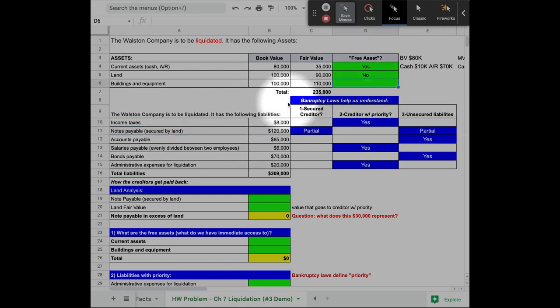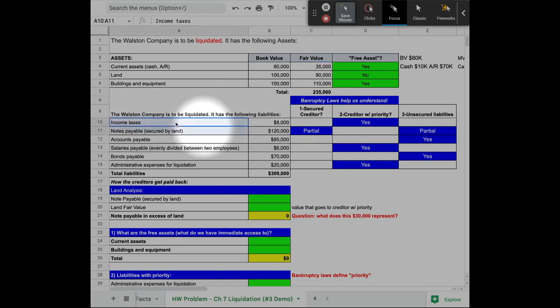Buildings and equipment, we don't see any restriction there, so that's also going to be a free asset. Okay, so notice we have $235,000 market value or fair value for our current assets. So now let's shift to the liabilities portion of our balance sheet and take a look at that.